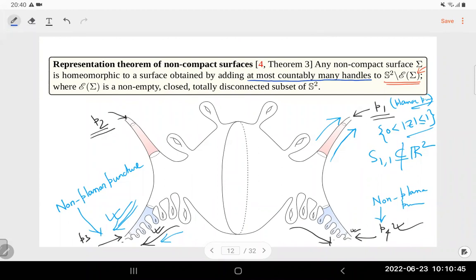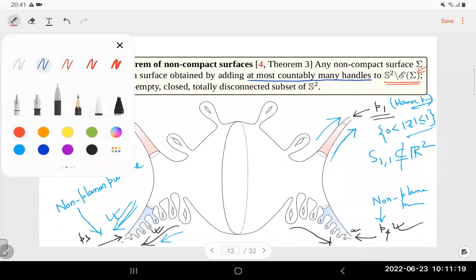So why am I not considering uncountably many handles? The idea is that if you want to add uncountably many handles, then you first need to consider uncountably many pairwise disjoint closed balls. That is impossible because we are considering a second countable space. So there is no notion of adding uncountably many handles. There can be at most countably many handles.